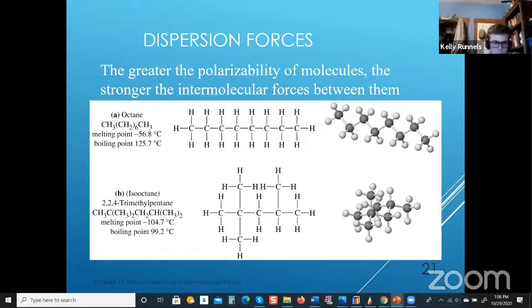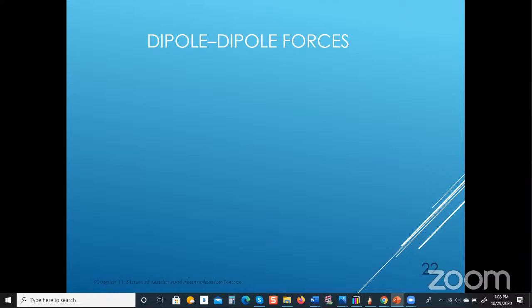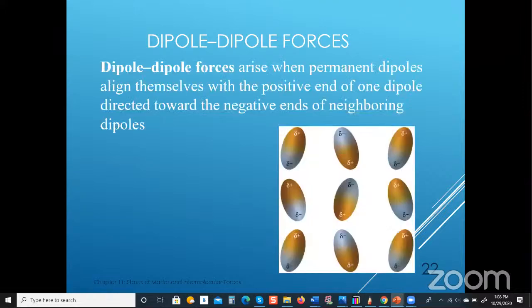Okay, so let's move on to dipole-dipole forces, which are another form of intermolecular forces. In the case of dipole-dipole forces, which is different from the London forces that we were talking about, the dipoles that exist are permanent, right? So we're talking about polar molecules. They will align themselves such that the positive end of one molecule is attracted to the negative end of another molecule. That's basically the dipole-dipole forces that exist between permanent dipoles, all right?